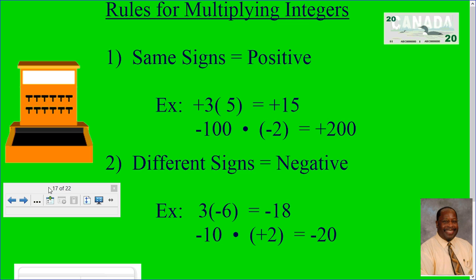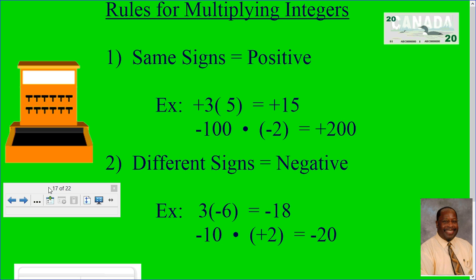Now we have negative 100 times negative 2. Well, 100 times 2 is 200. But what sign do we put? Well, both signs are the same, so that'll give us positive 200. So remember, same signs equal positive.